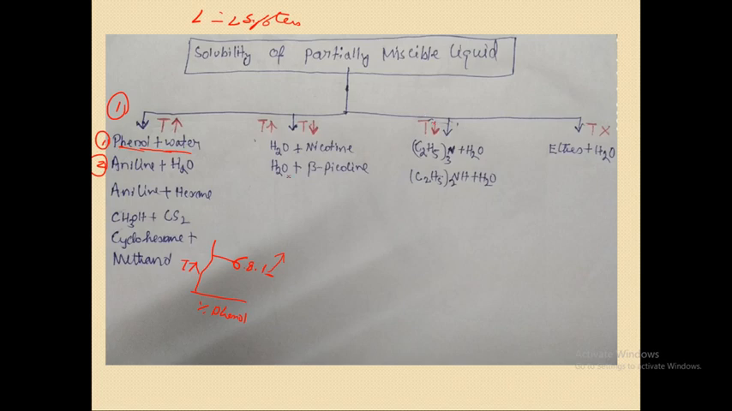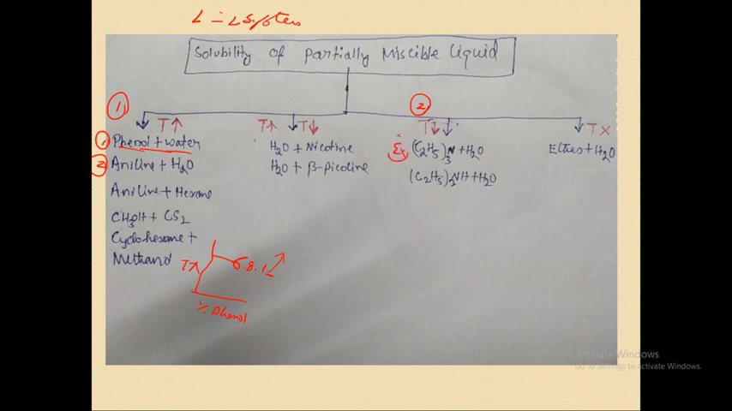The second type of partially miscible liquid is those solutions like triethylamine and water. These are substances which are partially miscible and their miscibility increases on decreasing the temperature. When the temperature is higher, their miscibility decreases.